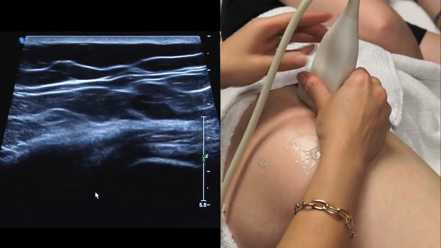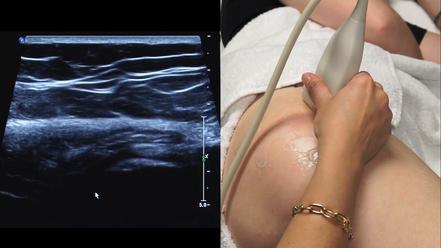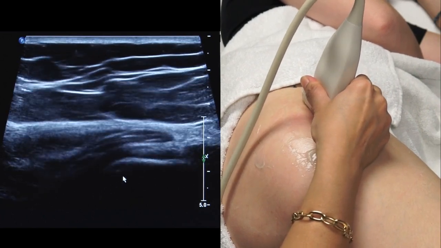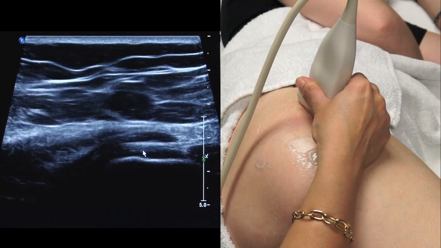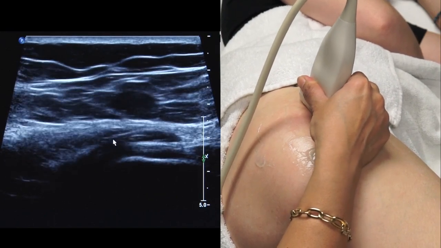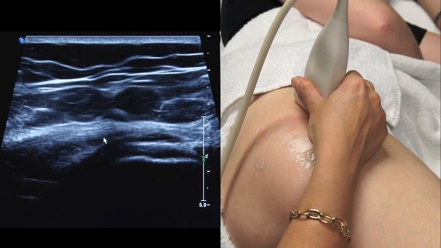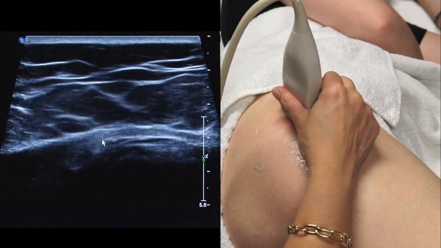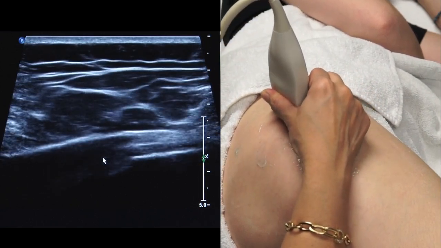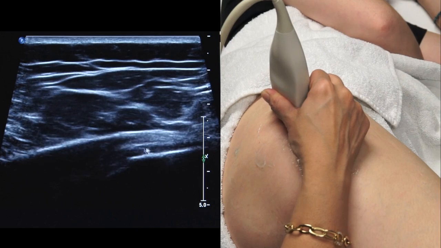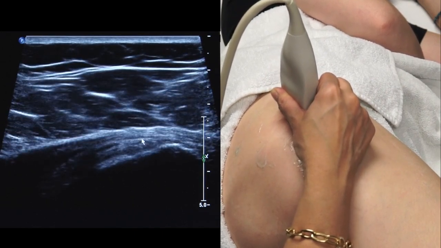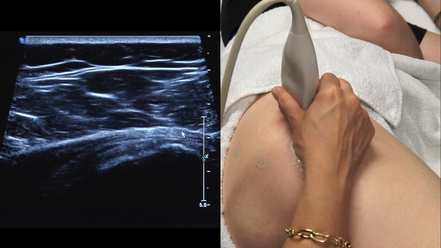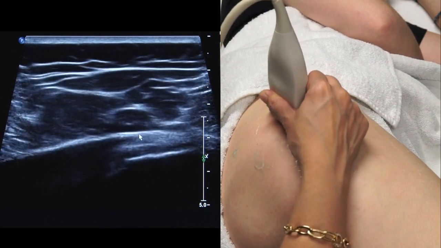And then, of course, just like with any tendon, you want to evaluate that in long axis and in short axis. So here's the long axis view of the gluteus minimus tendon. You see the gluteus muscle right here. And then scanning more posteriorly, we're looking at the gluteus medius tendon insertion, and we'll also see part of the iliotibial band right up here.